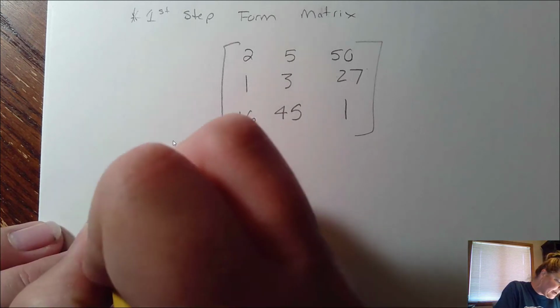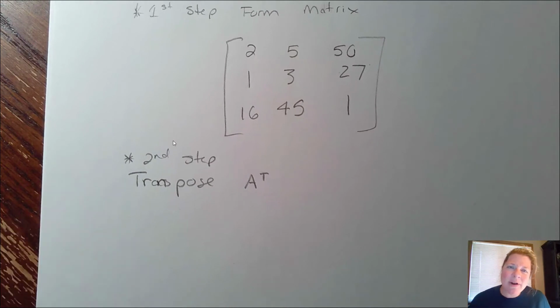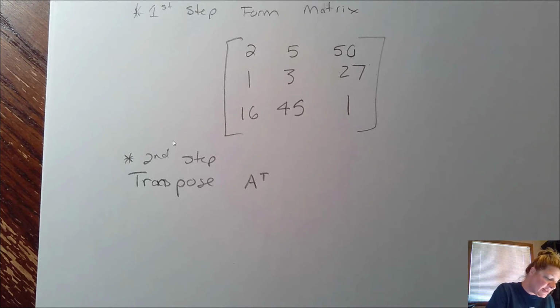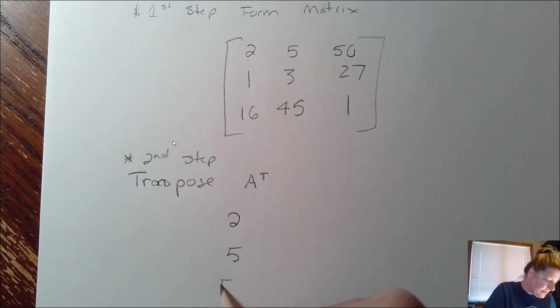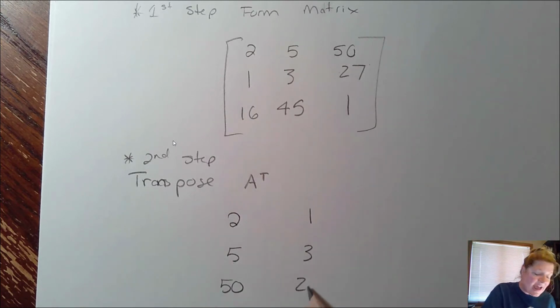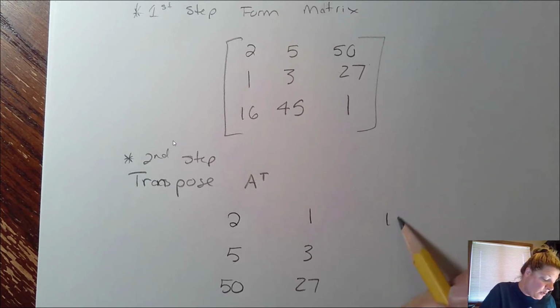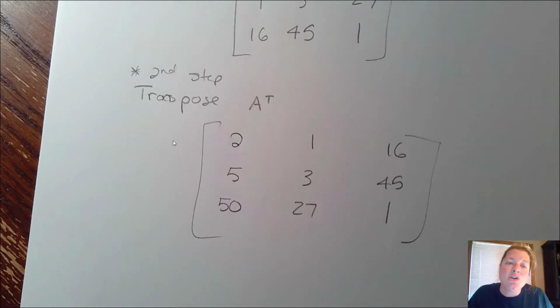And this is my second step. But basically, what we're going to do is we're going to switch our rows to our columns. It's kind of weird, but that's what we're going to do. We're going to transpose this matrix. So this row will become our first column, 2, 5, 50. Okay, the next one will go 1, 3, 27, and then 16, 45, and 1. This matrix right here will help you form this dual problem.